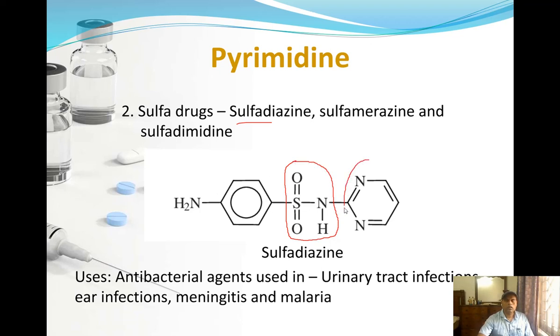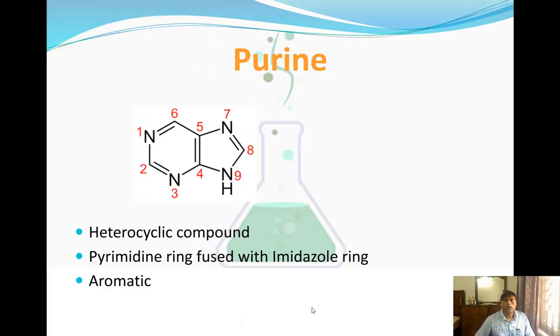So here is your pyrimidine ring. This is the structure of sulfadiazine. Sulfur drugs are used as antibacterial agents. They are used in urinary tract infection, ear infection, meningitis, and malaria. Alright, this is about pyrimidine.